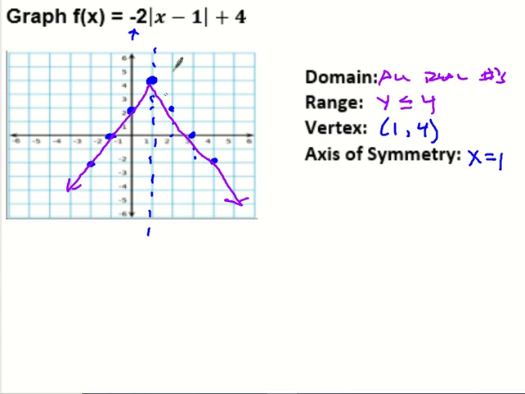So we shifted it to the right 1 because of the horizontal shift, up 4 because of the vertical shift here. And then we had to stretch it out a little bit because of the multiplier in the front.